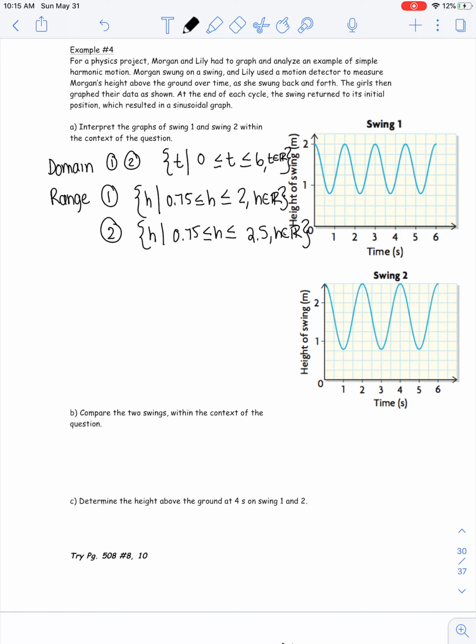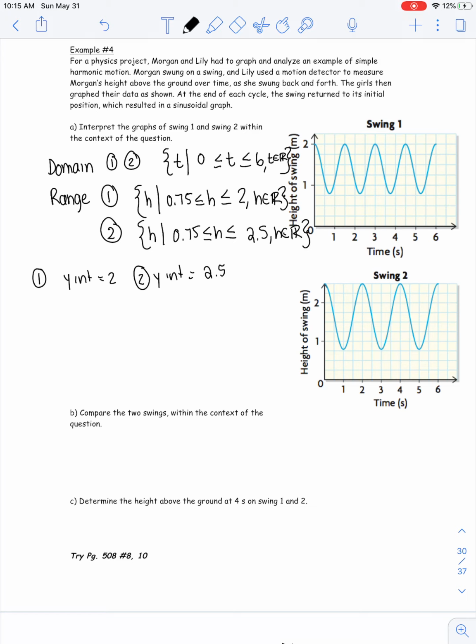Now there's no x-intercepts for both graphs, and the y-intercept for graph number 1 would be 2 versus the y-intercept for graph 2, which is 2.5. So what that means is that the graph started at its highest height. So when time was 0, they're pulling the swing back and letting go. So the first swing was started at 2 meters off the ground versus swing 2 was pulled back to 2.5 meters off the ground and then was released. And then it swung back and forth between them.